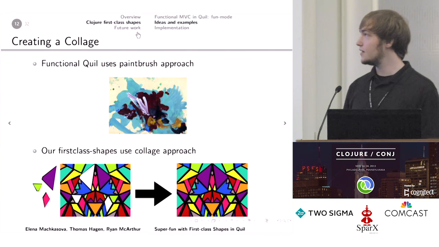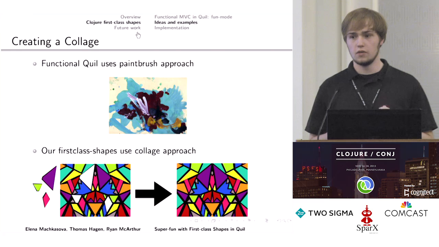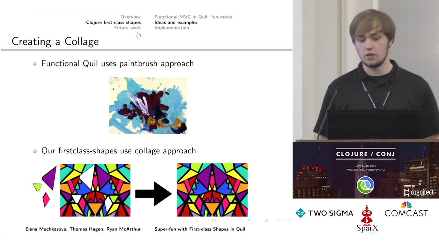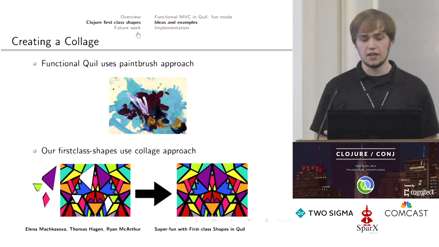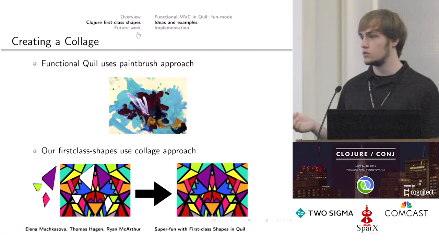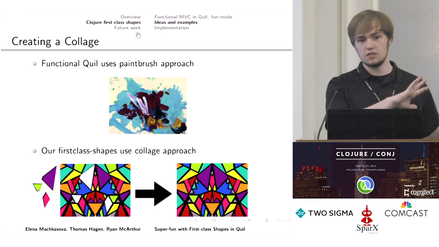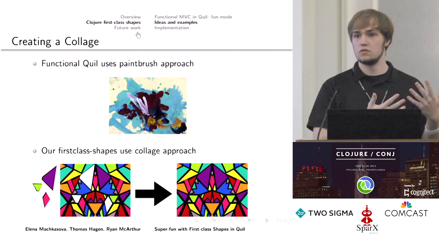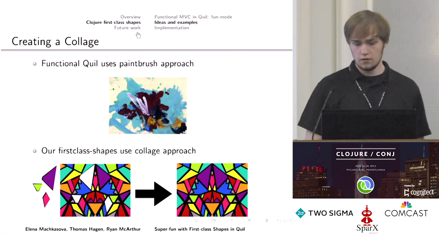Like we say, functional Quil uses the paintbrush approach, where when you create an object, it's by pixel location, in that you can't visualize an object off of its canvas. It is where you draw it on the canvas, more like a paintbrush, versus our first-class shapes, which is more the collage approach. In this picture, you see we've got the pieces by themselves initialized, and then you can modify those and think about them more abstractly before applying them to the canvas.